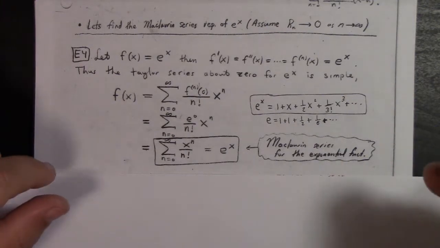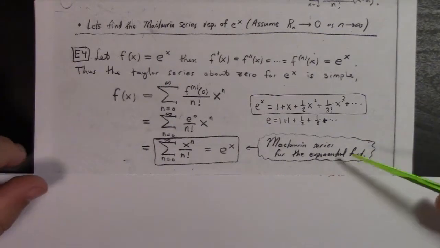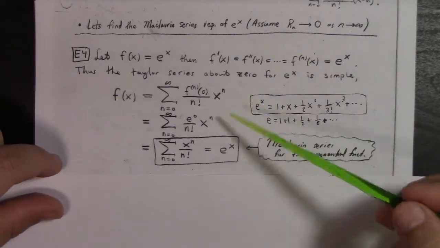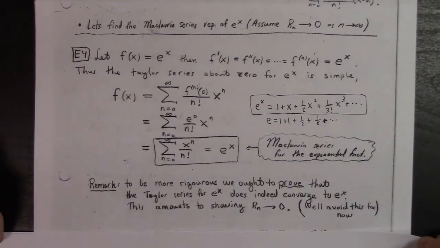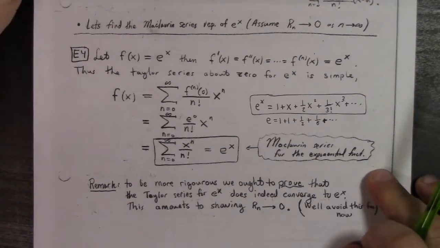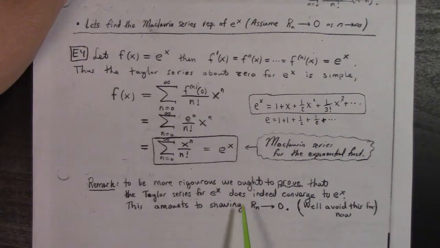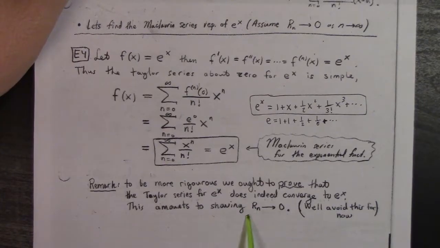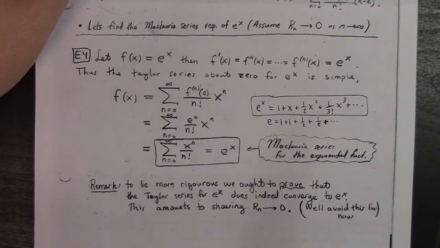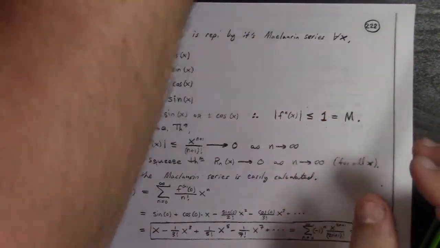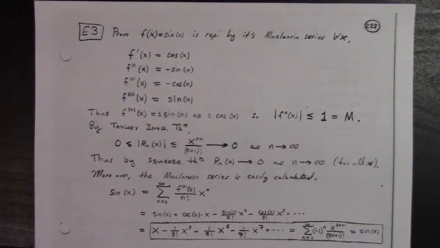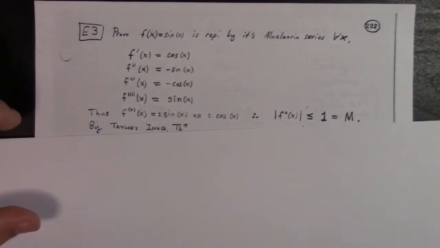I think it's really quite beautiful how easy it is to derive the power series for the exponential. Now again, to be more rigorous, we ought to prove that the Taylor series for e to the x does converge to e to the x. This amounts to showing that Rn goes to 0. I've done that. It's hard. Well, I guess this is not hard. It's just tedious.